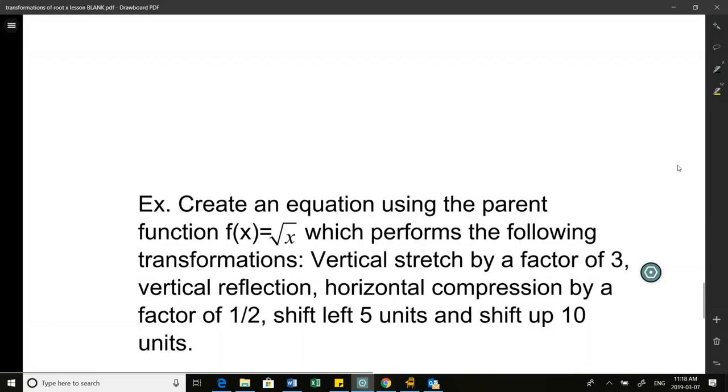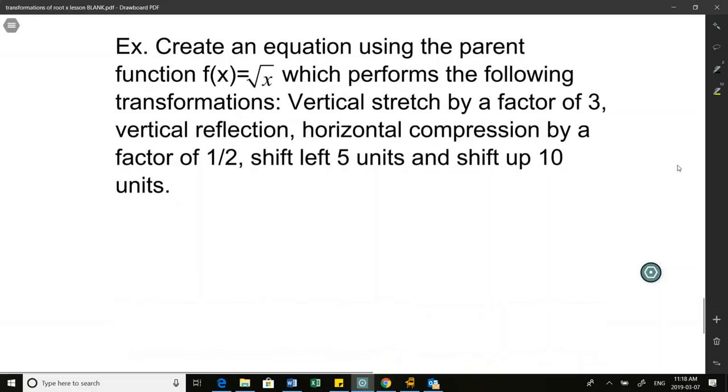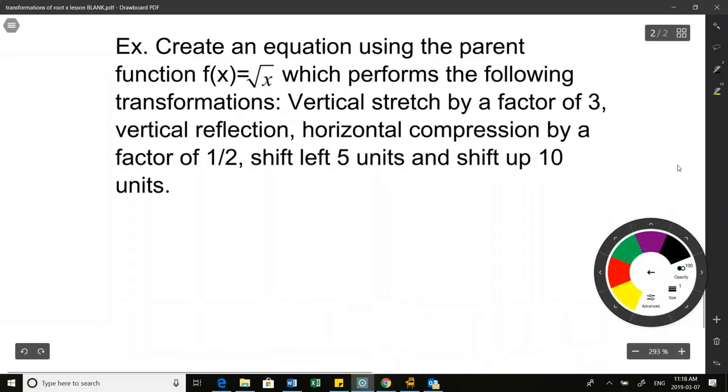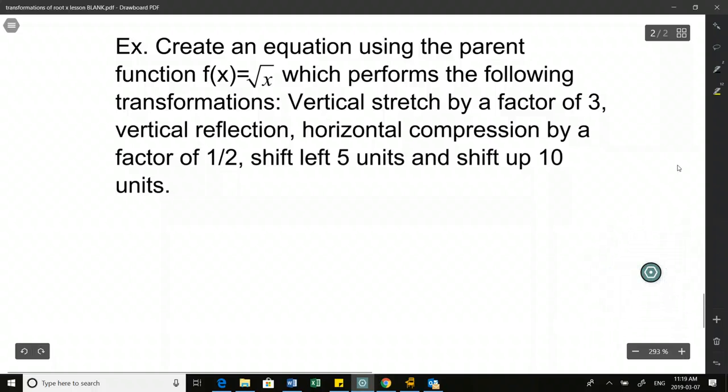Okay. So last one, you guys had to do something like this in your homework last night. It asks us to create an equation given the information of the transformations in words. So we're going to use the parent function, root x, and then we're going to show what that equation would look like once we do our vertical stretch. We also are going to do a vertical reflection, horizontal compression by half, and then shift left 5 and up 10.